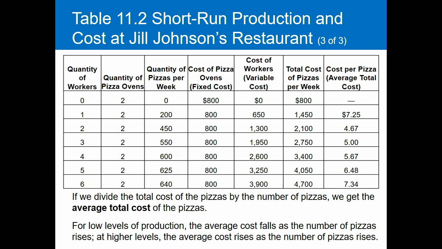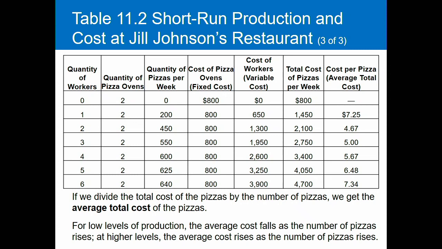What we see here is when we go from, in this case, from 0 workers to 1 worker, we add 200 pizzas. When we go from 1 to 2, we add 250 pizzas. We go from 200 to 450. Then when we go from 2 workers to 3 workers, we add an additional 100. From 3 to 4, an additional 50. Then an additional 25, then 15. So as we're adding more and more workers over time, we're getting fewer and fewer pizzas back. And that's going to shape the average total cost.